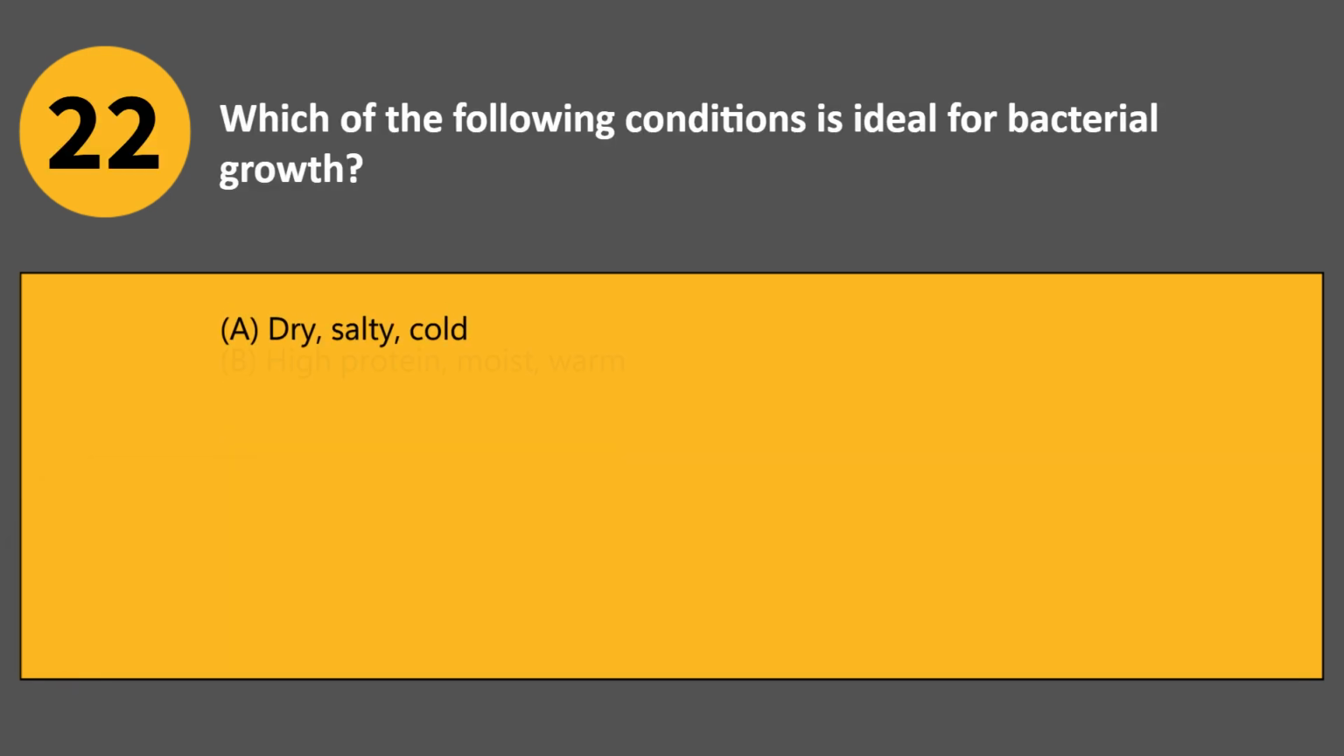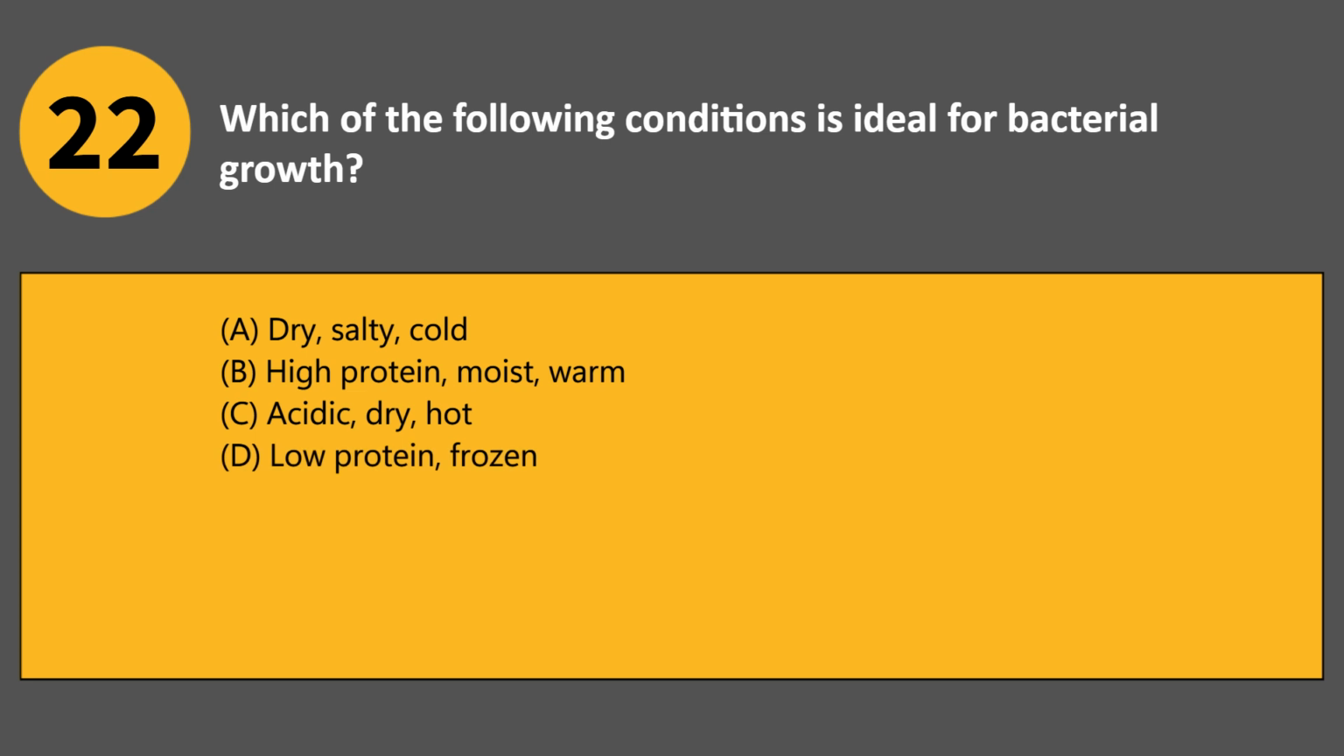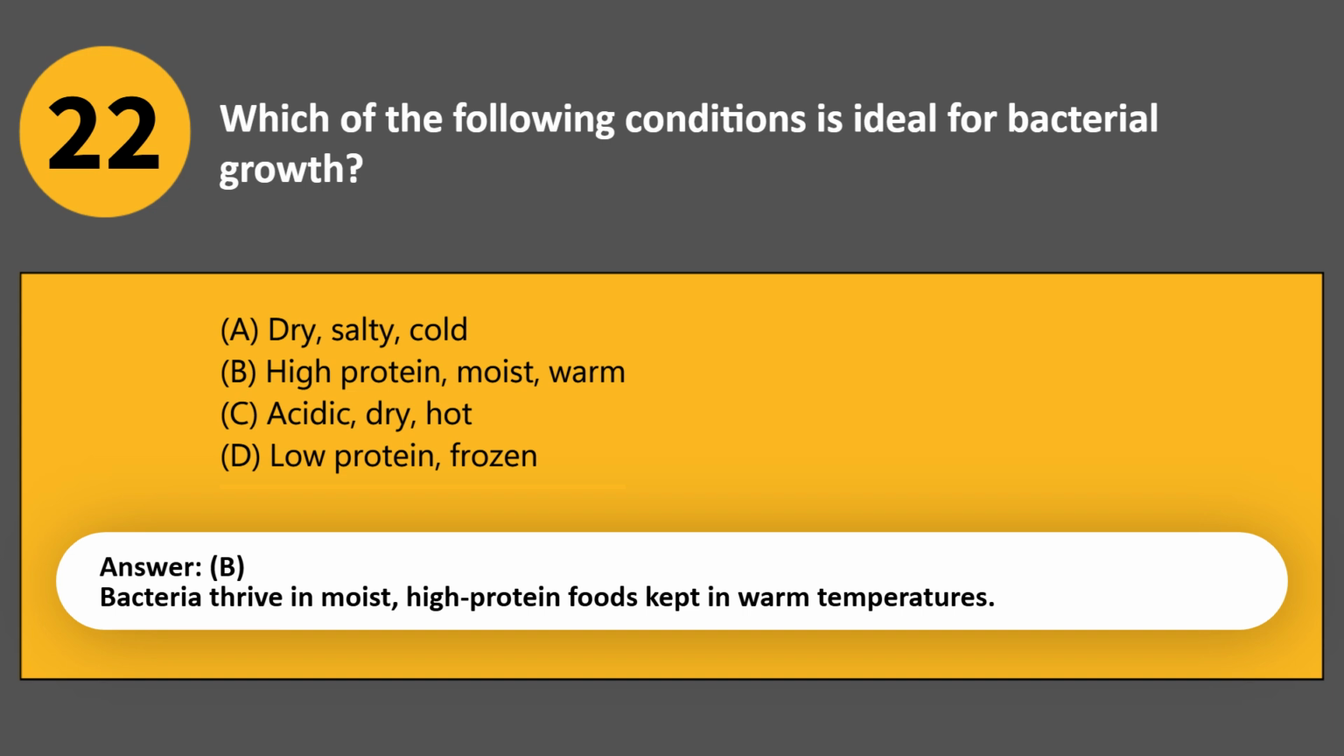Which of the following conditions is ideal for bacterial growth? A. Dry, salty, cold. B. High protein, moist, warm. C. Acidic, dry, hot. D. Low protein, frozen. Answer, B. Bacteria thrive in moist, high-protein foods kept in warm temperatures.